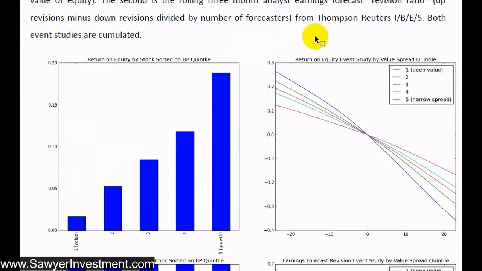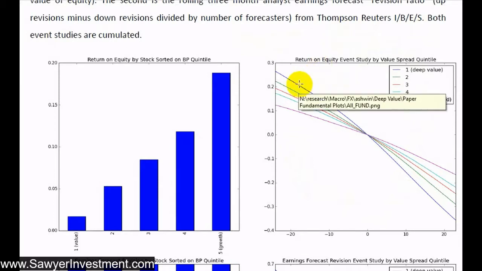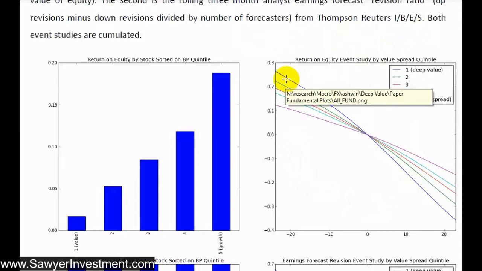But what's really interesting to see is this event study chart here that shows the return on equity for each of the levels of the value spreads. And as we had in the prior figures, we've got a time 0 here that shows 24 months before and 24 months after, and a cumulative return on equity figure over here on the scale.